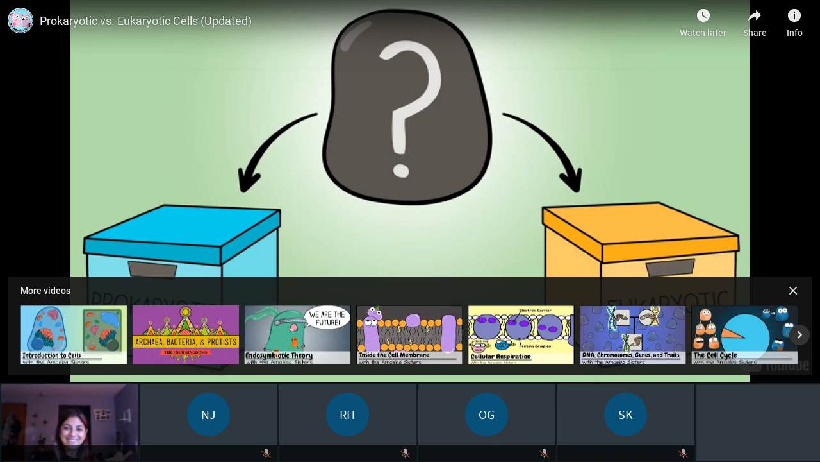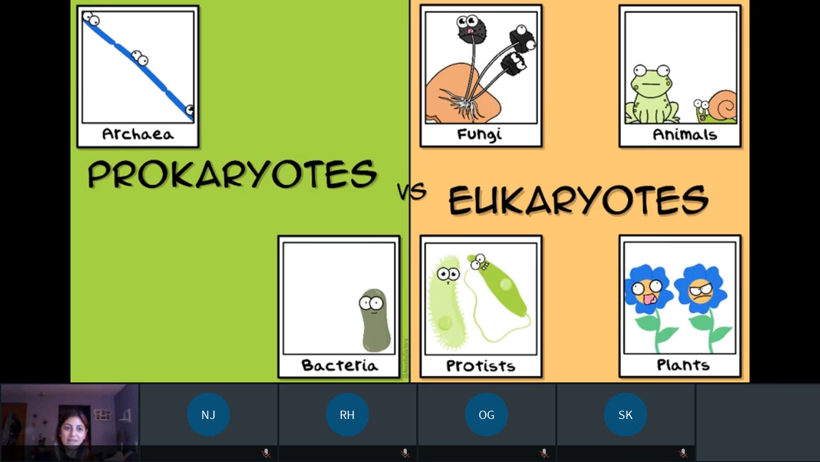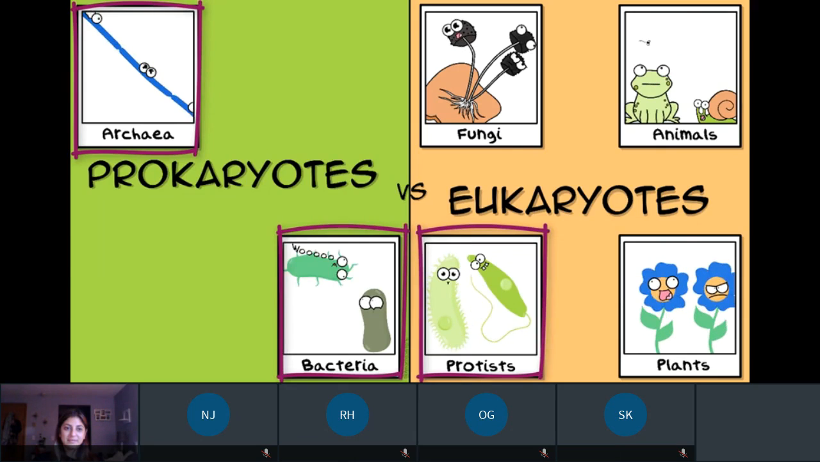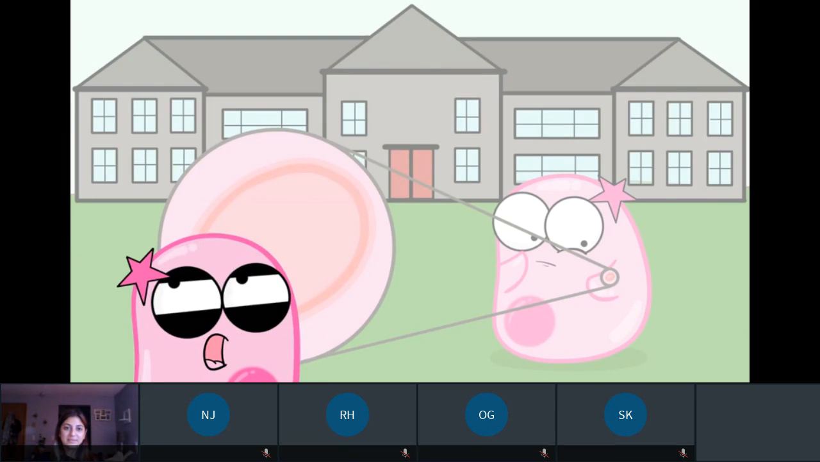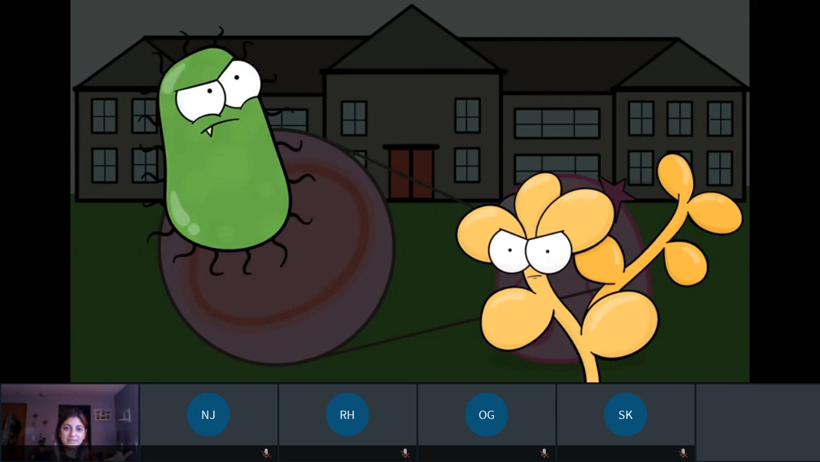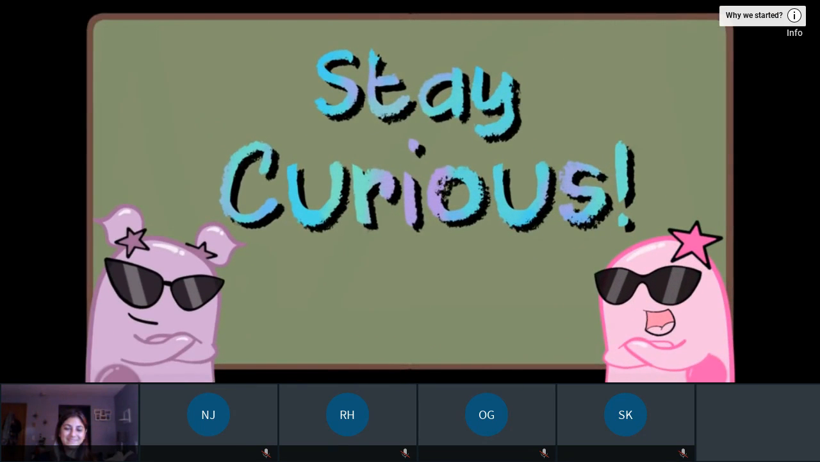It's important to grasp that all cells of living things fall in one of these two categories. Understanding the characteristics of these two cell types can help us better understand the diversity of living things, whether they are archaea, bacteria, protists, fungi, plants, or animals. And in the case of my example, realizing whether an infection you're dealing with involves prokaryotic cells, such as bacteria, or eukaryotic cells, such as a fungus. Well, that's it for the Amoeba Sisters, and we remind you to stay curious.